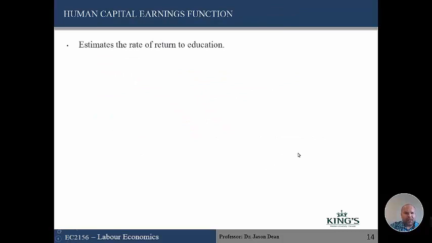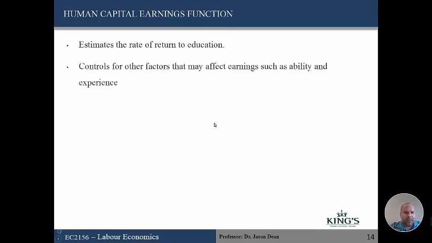Now let's talk about the human capital earnings function. This is something we use to get an estimate of the rate of return to education. So how much does a year of schooling increase your wages in terms of a percent? We need to obviously control for other factors that may affect earnings, right? And so we want to control for things like ability and experience.